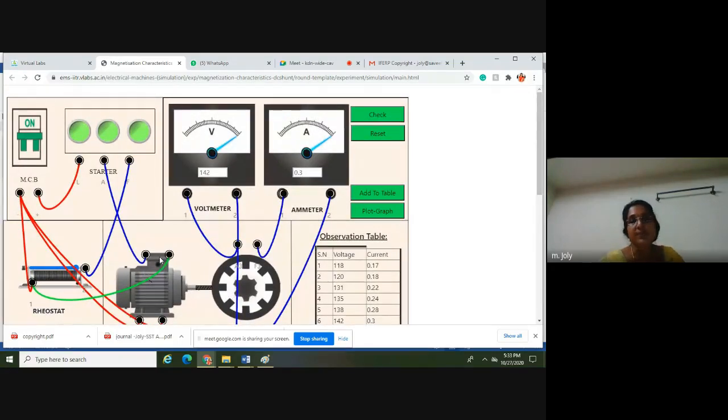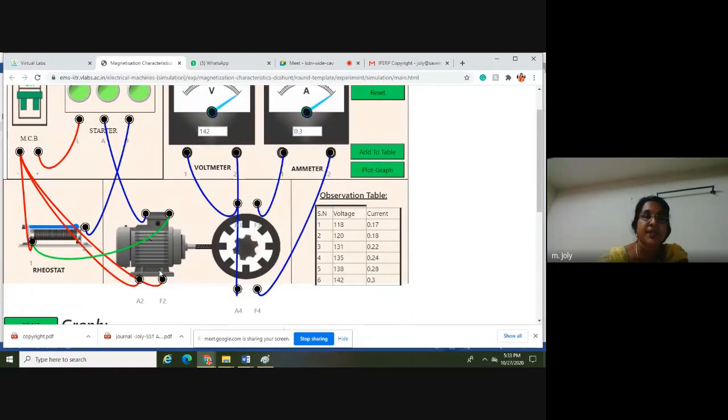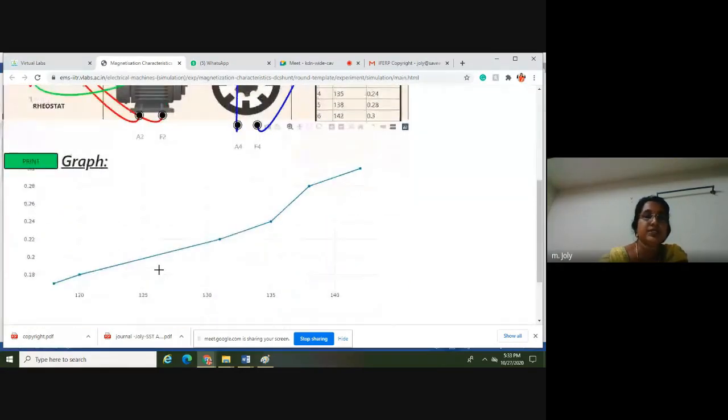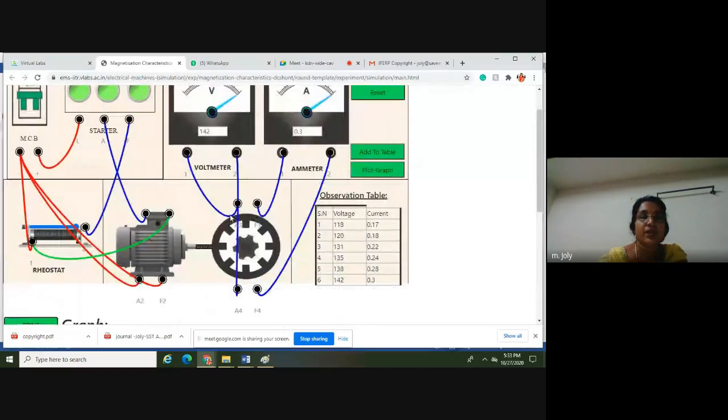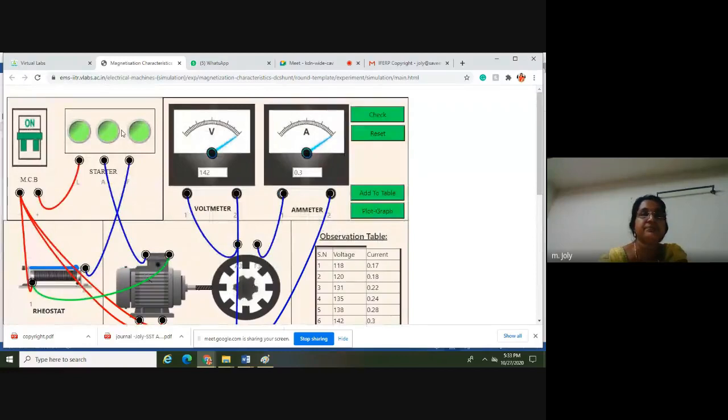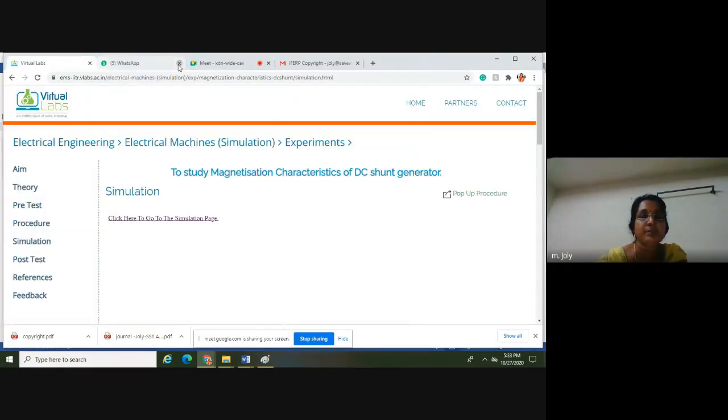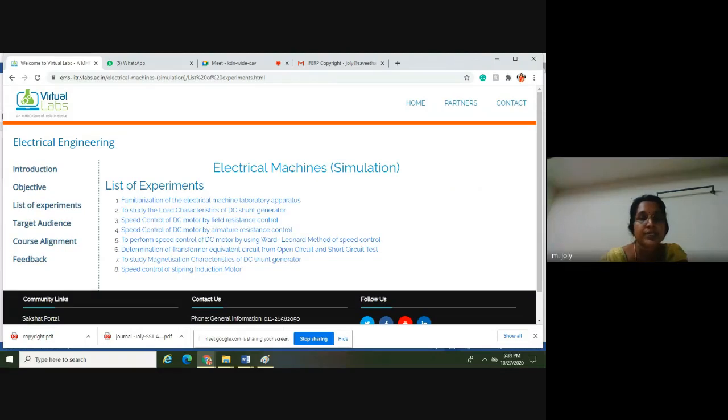So this is what open circuit characteristics is. All of you try the experiment and get the result and try to get the snapshot of this, and you can take a print. So it will be easy for you. Along with that, you have to cut it and paste it. Now we will be going to the second experiment in machines lab, after open circuit characteristics is over.